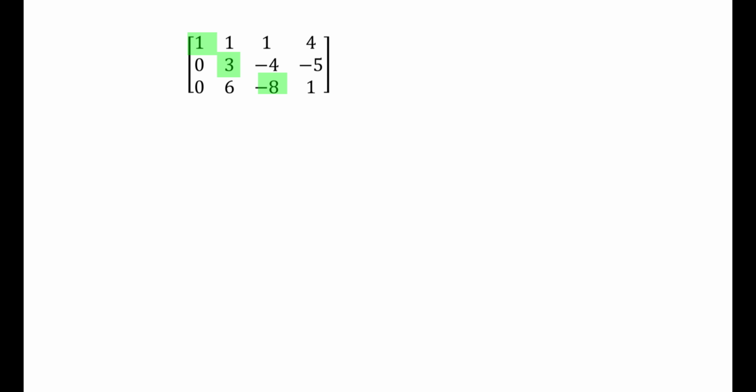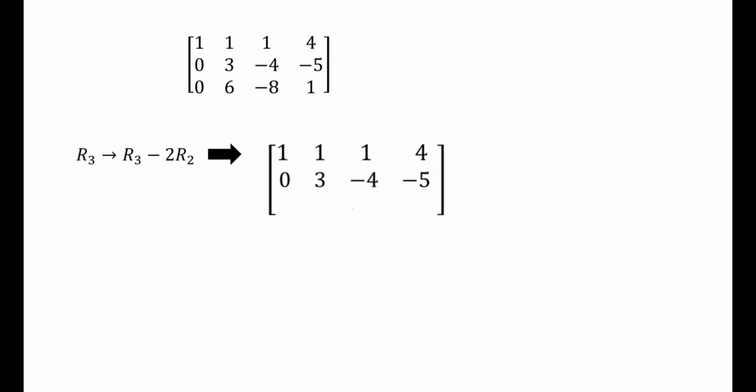To reduce the matrix to echelon form, our goal is to make all the elements below the diagonals equal to 0. In this process, the final step is to make this element 0 using R2. So the operation will be changing R3 as R3 minus 2R2. Again, the first two rows will be written as they are. For the third row, we get 0 minus 0, 6 minus 6, 8 minus 8, and 1 plus 10. As all the elements below the diagonals are zeros, this matrix is now in echelon form.